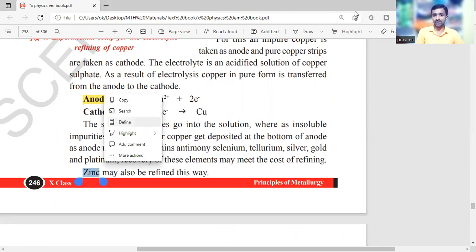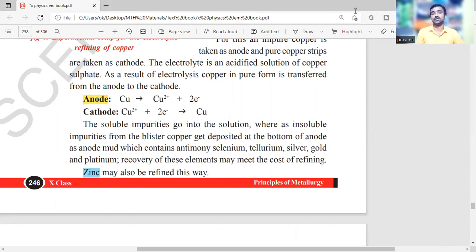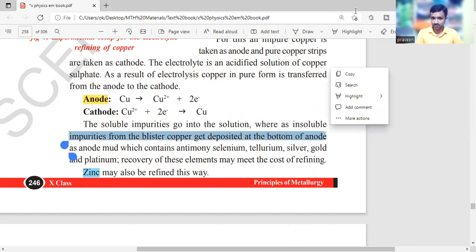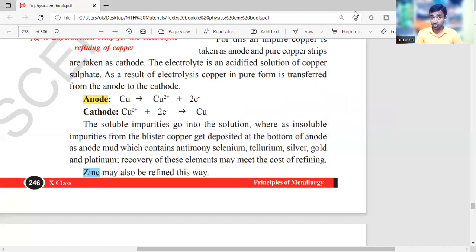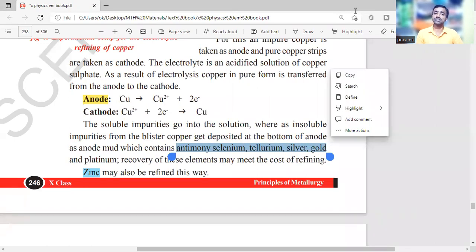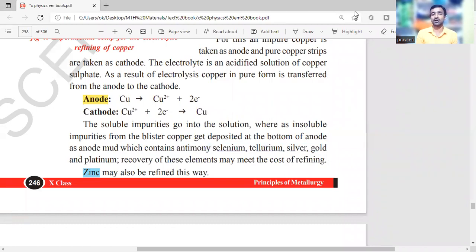One more example is also given in your book, that is zinc. Zinc is also purified or refined in this way. Blister copper impurity is deposited at the bottom of the anode, and contains antimony, selenium, tellurium, silver, gold, platinum, etc. If they are large in percentage, they are also recovered by the same electrolytic process. But they are available in small percentages. If you want to separate these, it will take much more time, so economically it is not feasible and we cannot refine them. So this is about electrolytic refining.